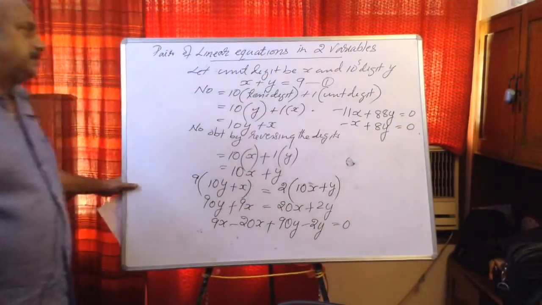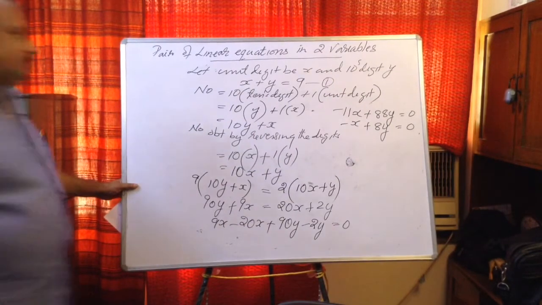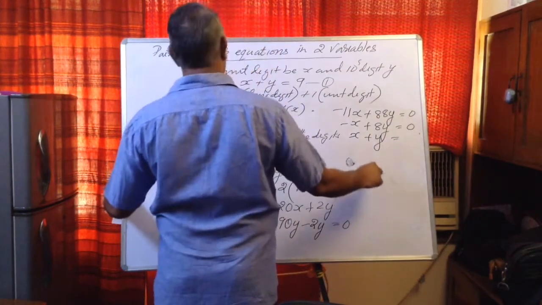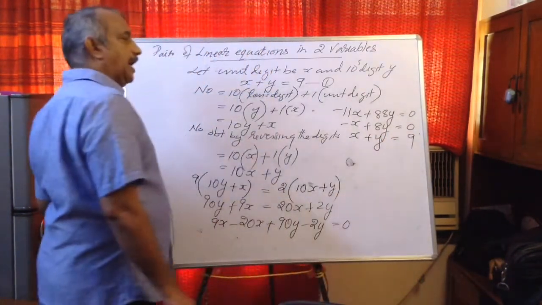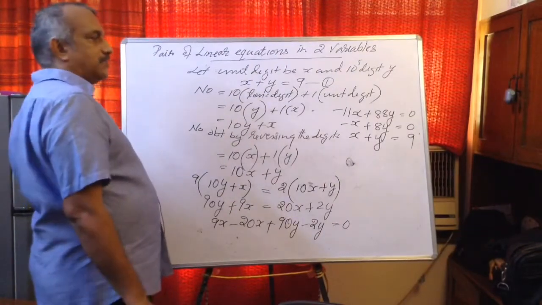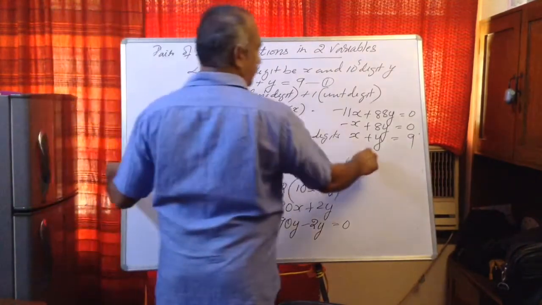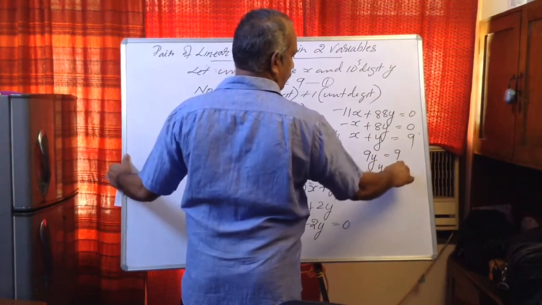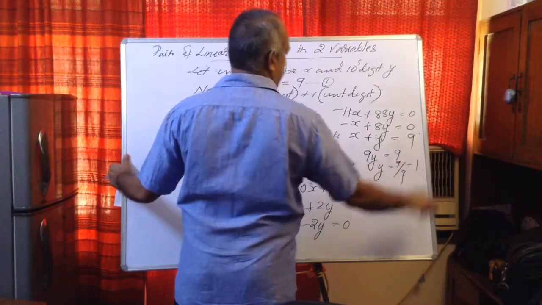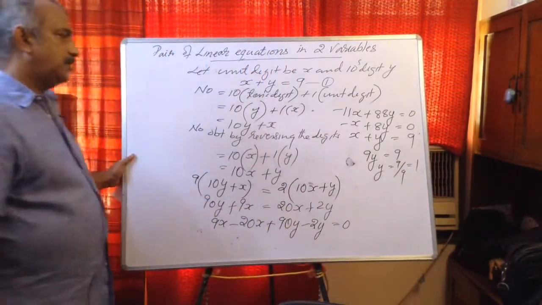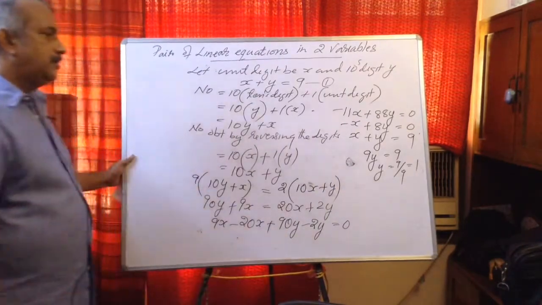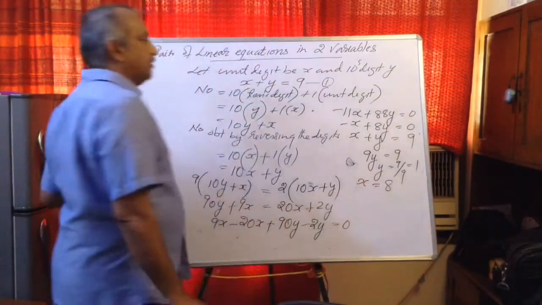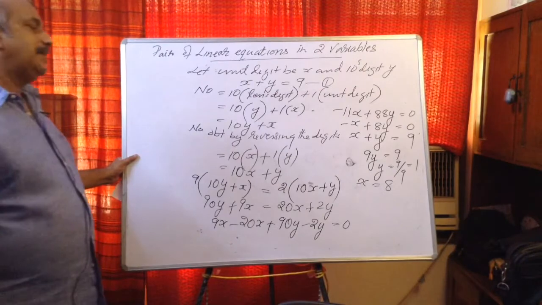This is the second equation. Now the first equation is x plus y is equal to 9. Add both. Minus x plus x cancelled. 8y plus y, 9y is equal to 9 plus 0, 9. Y is equal to 9 upon 9, which is equal to 1. Therefore y is equal to 1. Now x plus y is equal to 9 and y is 1 means x is equal to 8.